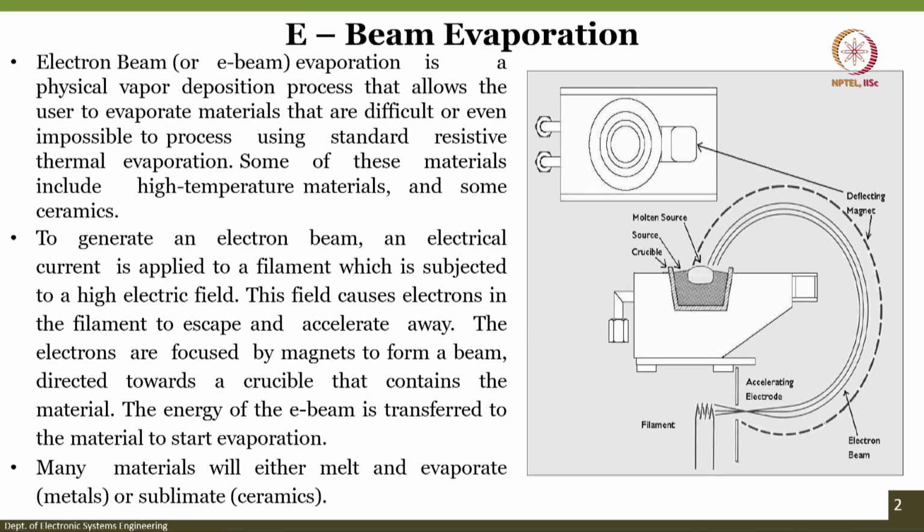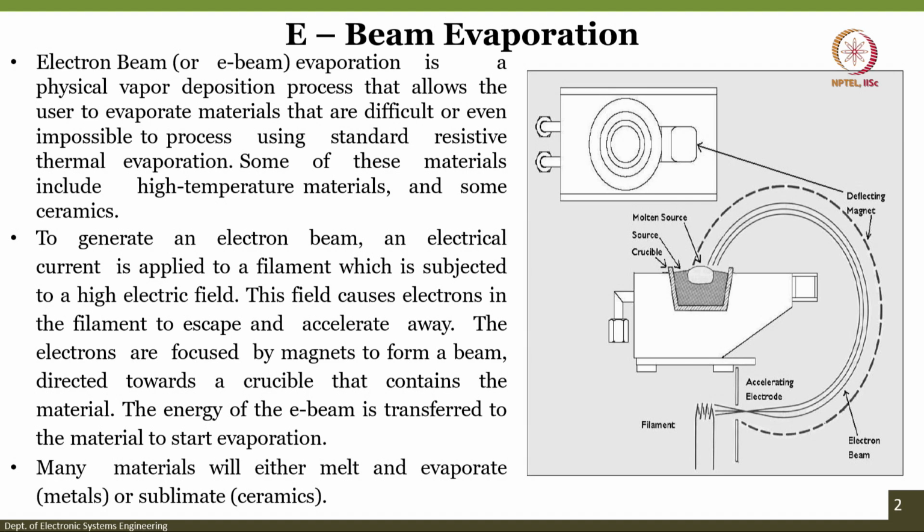If you recall, in the thermal evaporation technique, the melting point of the material that we want to evaporate should be way less than the melting point of the material that is holding the source material. If you want to overcome this limitation, we can use electron beam evaporation. If you see the slide, electron beam evaporation consists of the following.